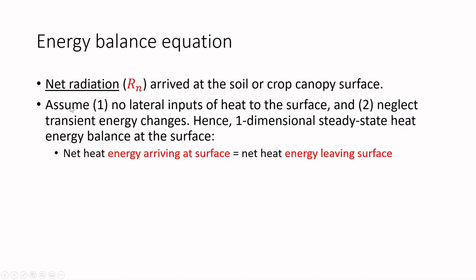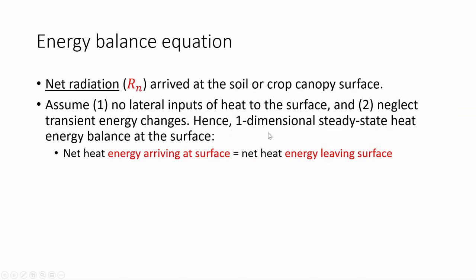Number two, neglect transient energy change. It means the incoming energy is almost constant. We assume that there is not sometimes a small amount of energy and sometimes a high amount of energy, not constant, changing with time, not stable. Transient basically means not stable. So the energy is coming in stable. Hence our one-dimensional steady state heat energy balance at the surface.